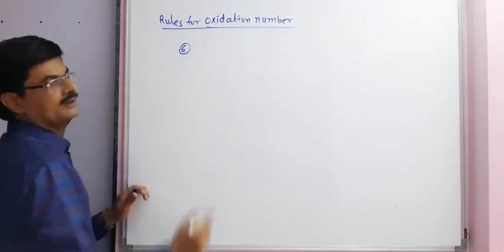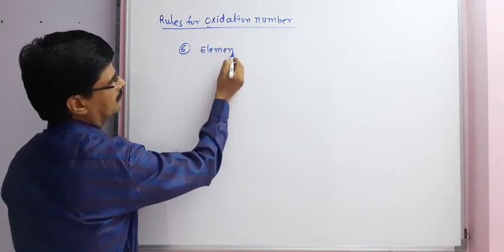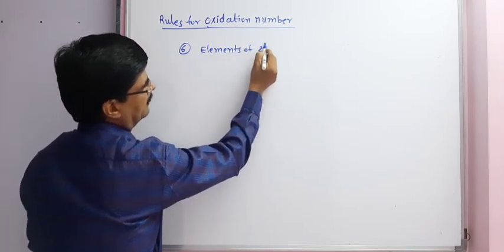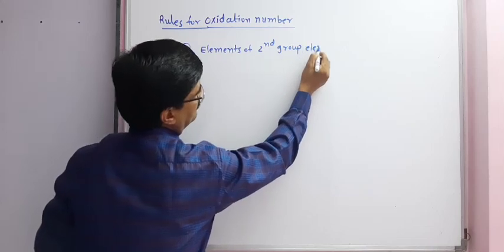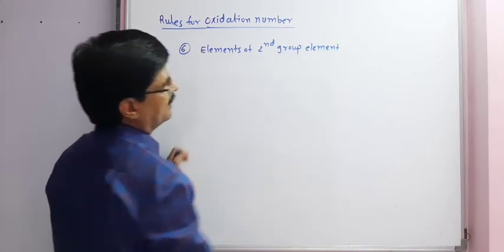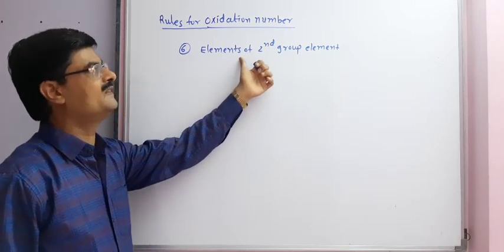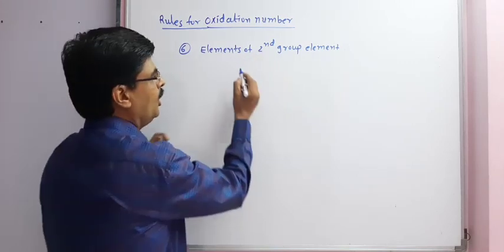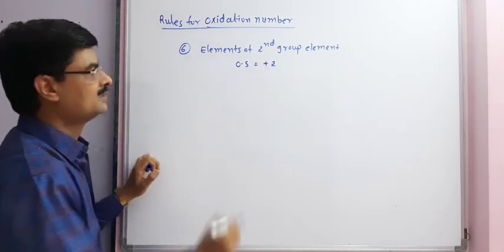Next rule, elements of the second group. These are the elements present in the second group, all have oxidation state +2.